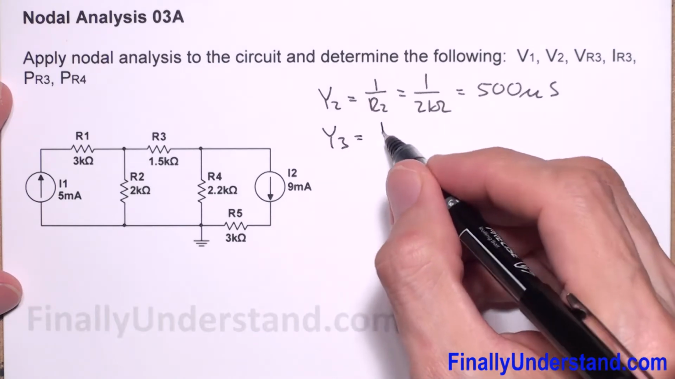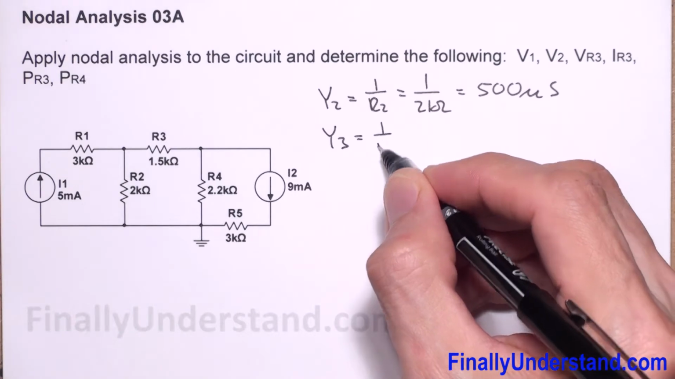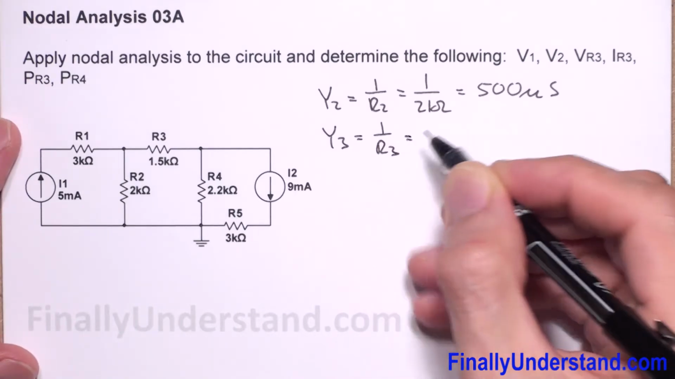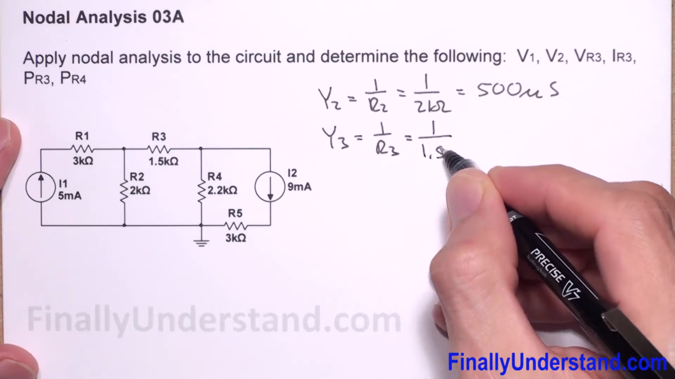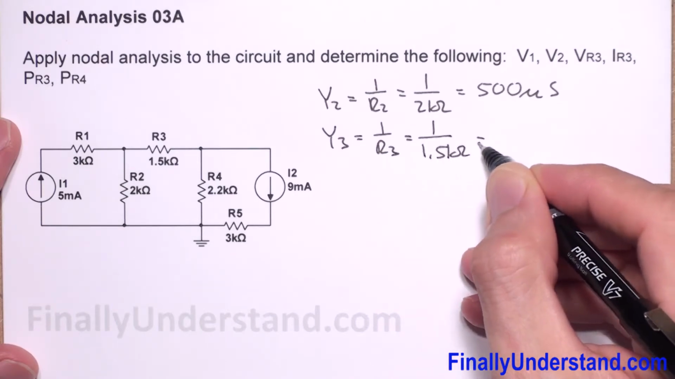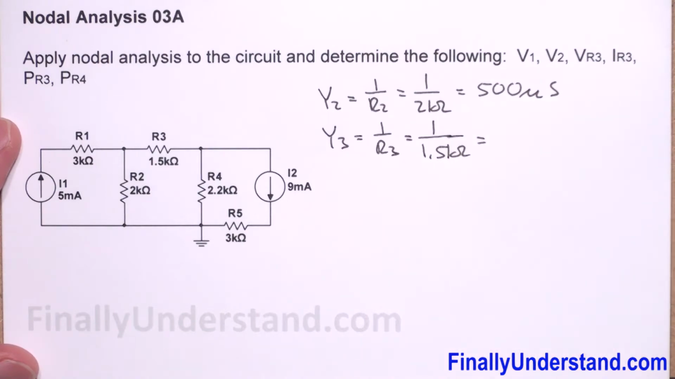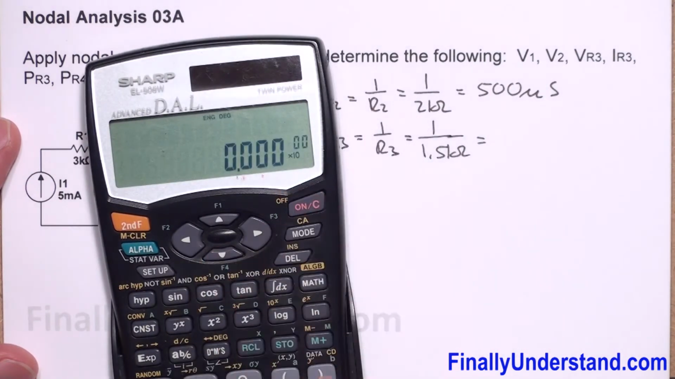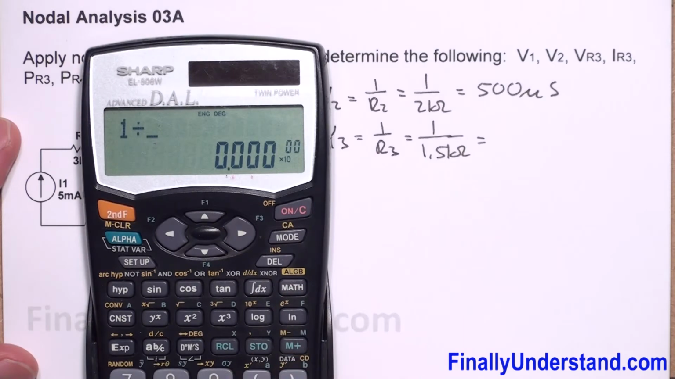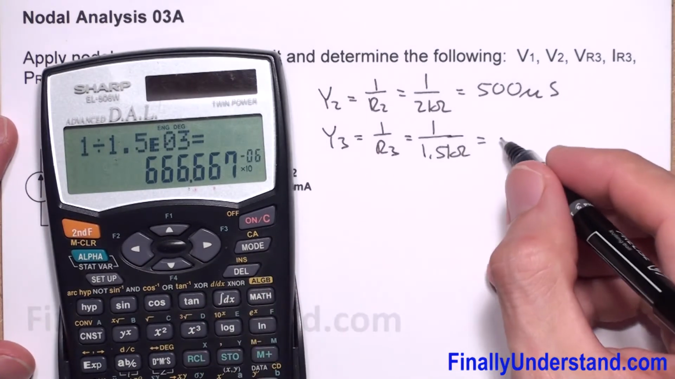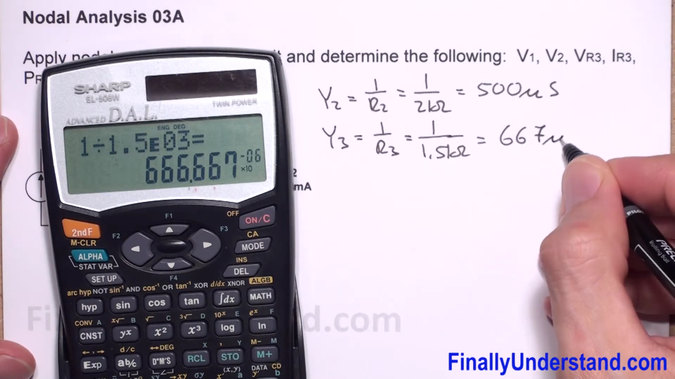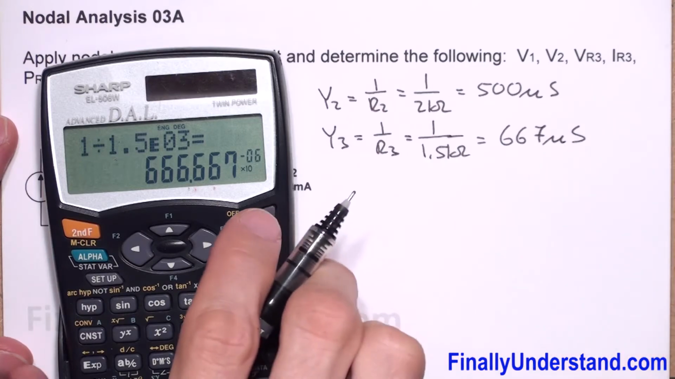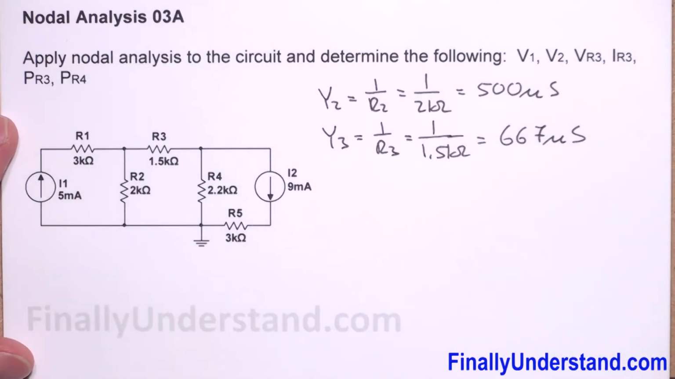Next I'm supposed to find Y3. Y3 is equal to 1 over R3, which is equal to 1 divided by 1.5 kilo ohms. This is equal to 1 divided by 1.5 exponent 3, which is equal to 667 microsiemens.